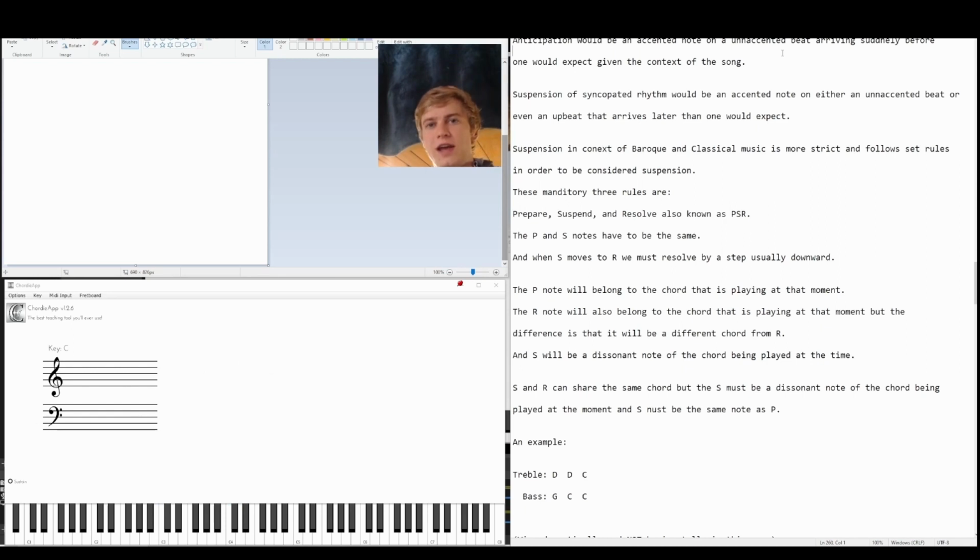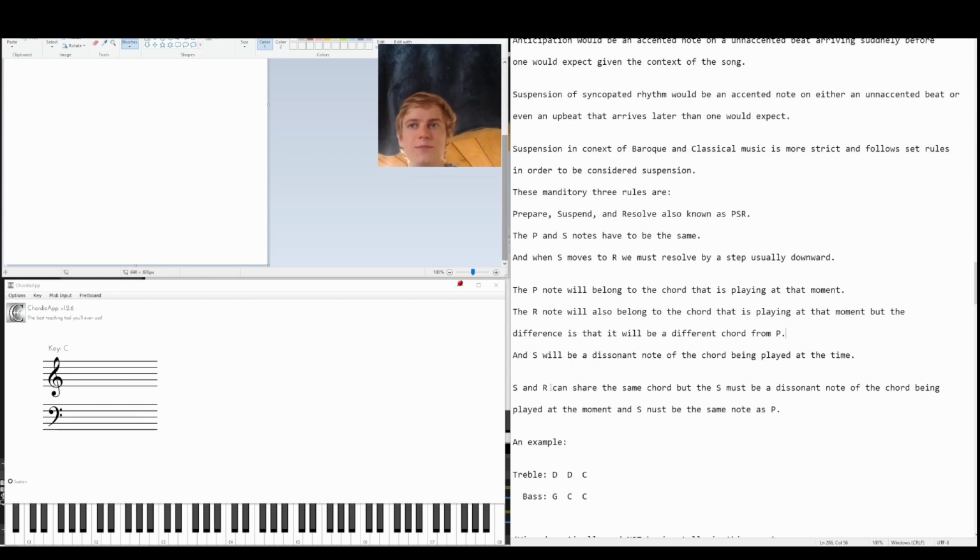So it's sort of hanging over, still left over from the past chord we were using, and then it's sort of merging into an actual chord tone since it goes up or down a step to resolve into a chord tone. So to go over that one more time, the P note is going to belong to the chord that is playing at the moment, our prepare. The R note, the resolve note, will also belong to the chord that is playing at the moment, but the difference is that it will be a different chord than we had at P. And the S will be a dissonant note of the chord being played at the time.